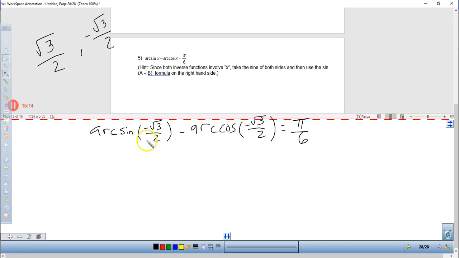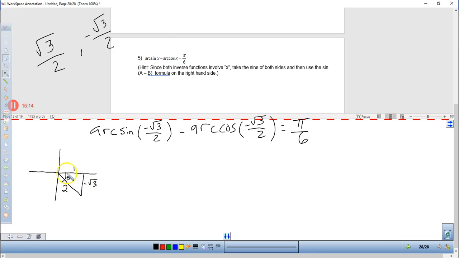So I need to know arc sine of negative root 3 over 2. Well, remember that if we're talking about negatives, arc sine is in the fourth quadrant. So here's our negative root 3, here's our 2, here's our 1. Okay, so what angle would this be?